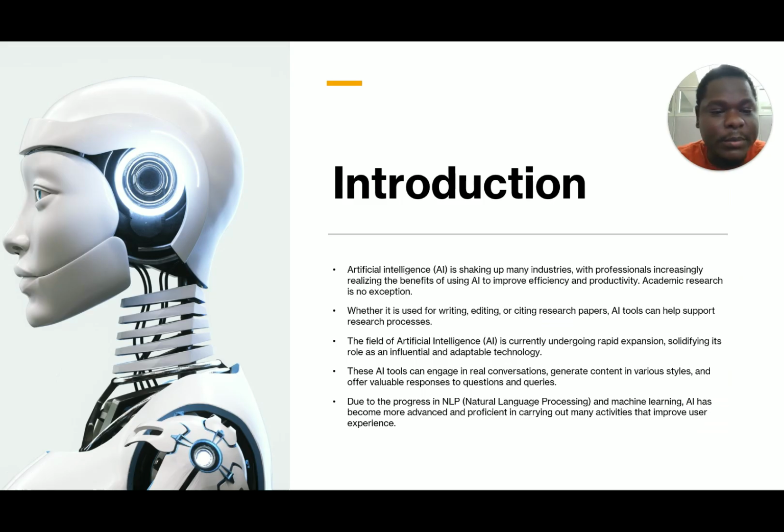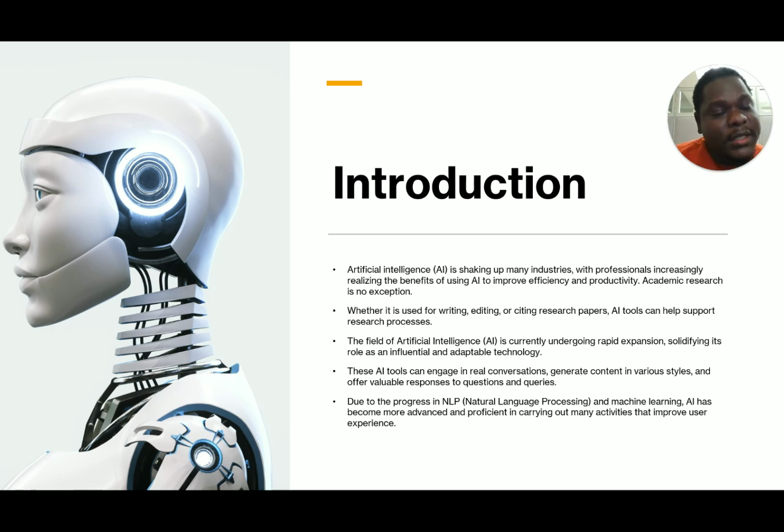AI is shaking up many industries, with a lot of professionals increasing the use of AI for proficiency, and academic research is no exception. So it's being used across many industries. Whether it's for writing, editing, citing research, or helping support research processes, AI can engage in real conversation, generate content in various styles, and give other valuable responses. Due to the progress of natural language processing and machine learning, AI has become more advanced and proficient in carrying out many activities that improve user experience.